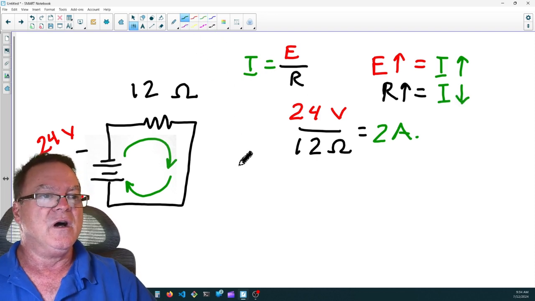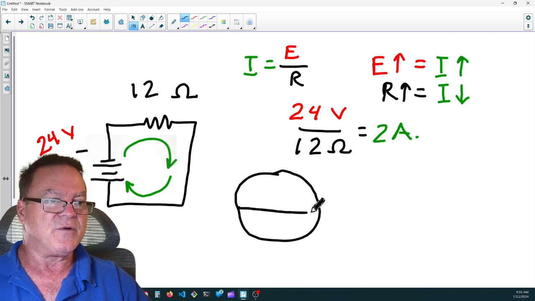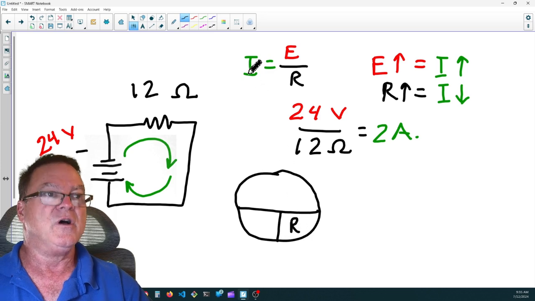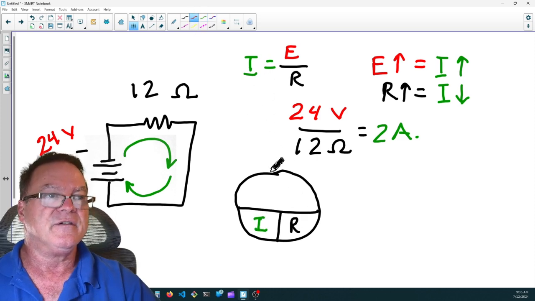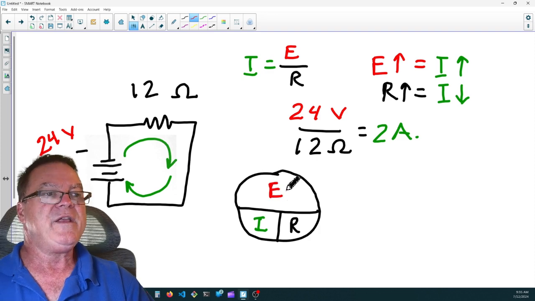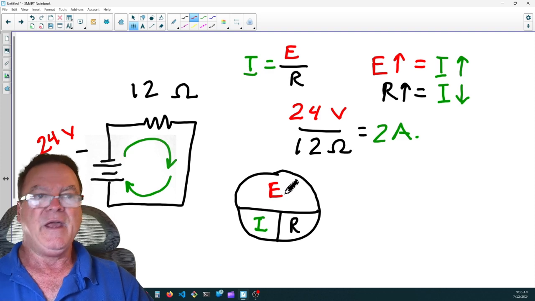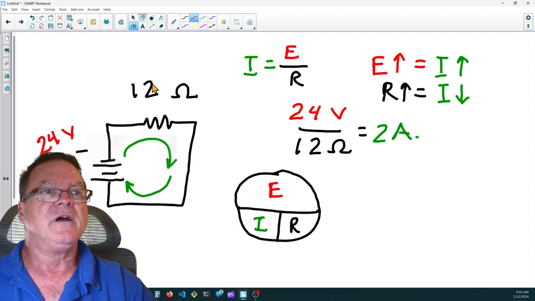And I'm going to draw the Ohm's law wheel. We'll see that in a minute in the book. So here's my Ohm. That's a terrible drawing, but there's my Ohm's law wheel in which I'm going to put current and resistance and voltage. And the way you use this Ohm's law wheel is you cover, let's see here.